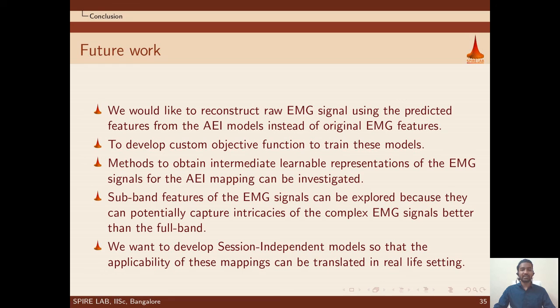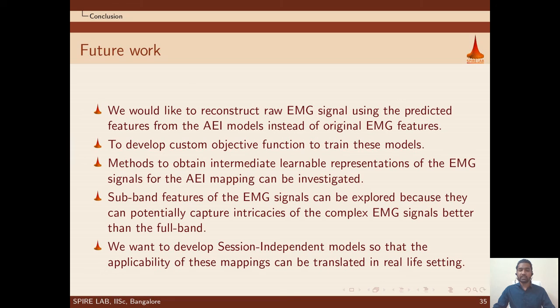Now in the end, some interesting extensions to this work. So we would like to reconstruct raw EMG signal using the predicted features from the Aei models instead of the original EMG features as we use in this work. We would also like to develop custom objective functions to train these models. Methods to obtain intermediate learnable representations of the EMG signals for the Aei mapping is an interesting extension.